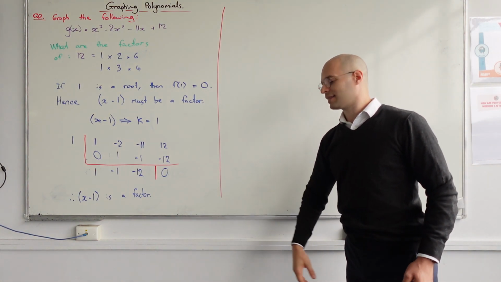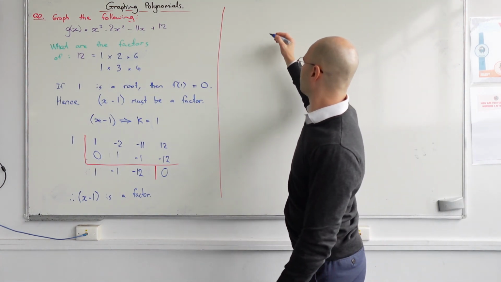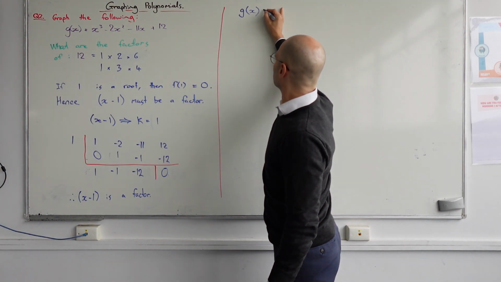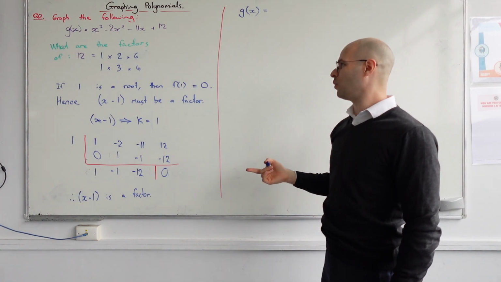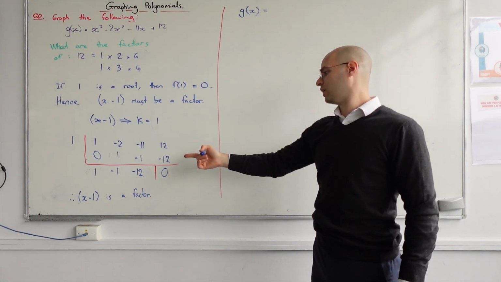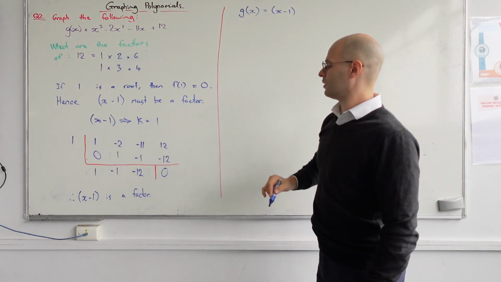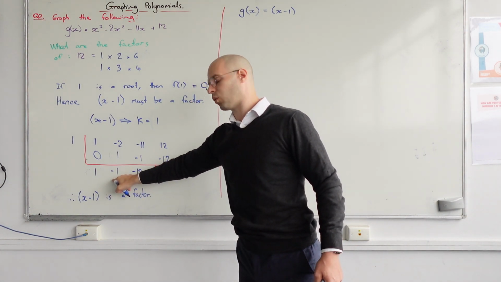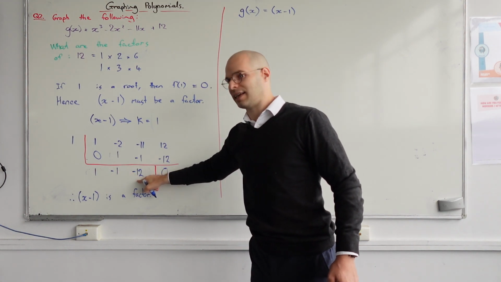So now we know x take 1 is a factor. What should we do next? You could, but what will that tell us? Nothing we don't already know. Rather, what we can do is we can write g of x in a partially factorized form. Since we know x take 1 is a factor, when we take this factor out, we get a quotient of x squared, take x, take 12.